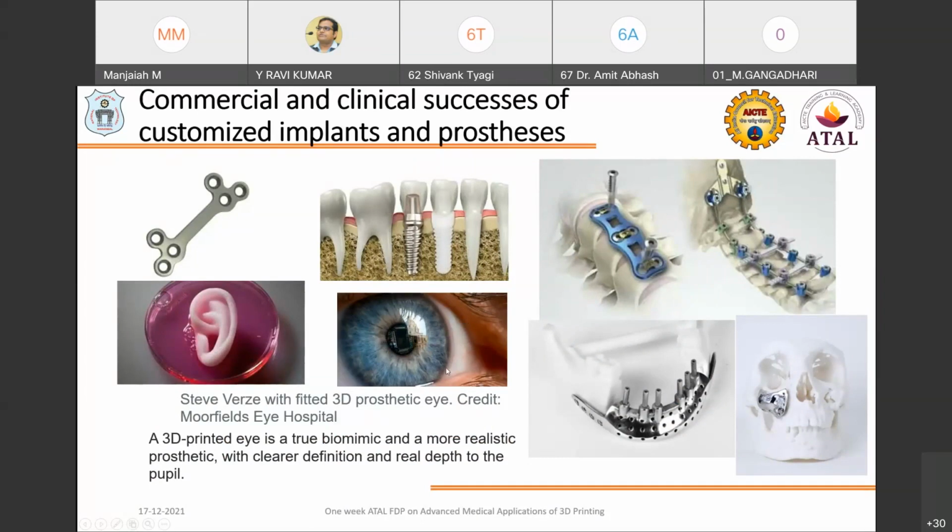Very recently, the artificial eye, the 3D printed eye, is a true biomimic and a more realistic prosthetic, with a very clear definition and real depth to the pupil. Steve Verze was fitted with this kind of 3D prosthetic eye, made by Moorfields Eye Hospital. They printed this true biomimic artificial eye, and it was implanted in a patient-specific case. This is a very recent development in medicine.